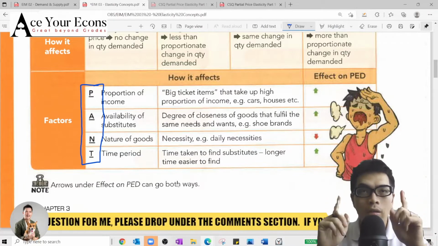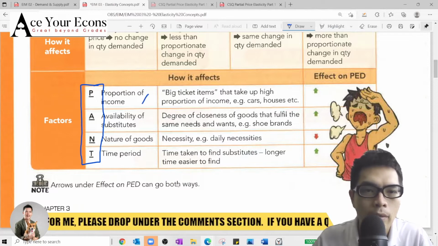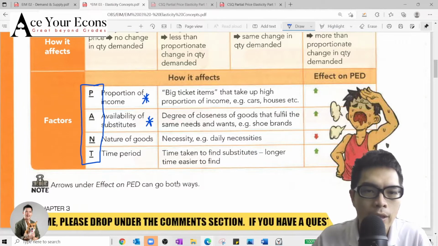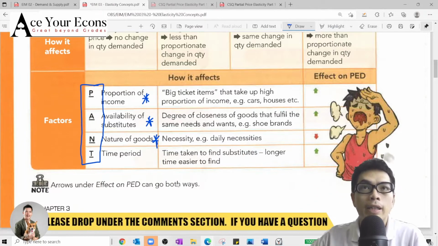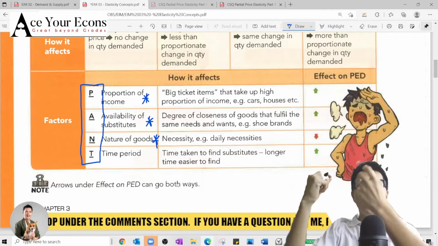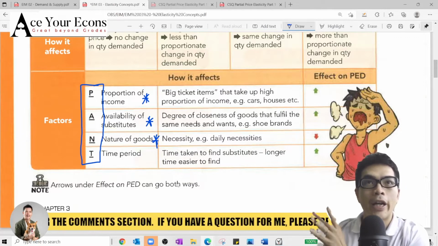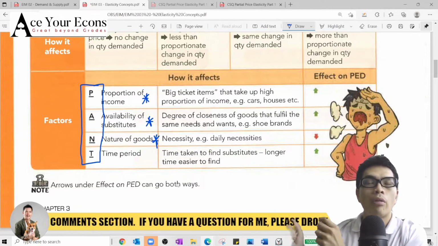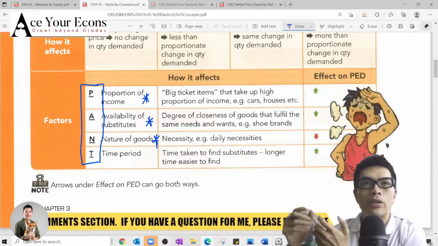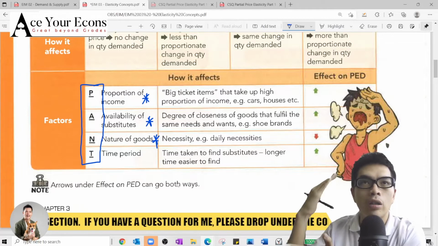So this one, I'm going to point out which are the three alphabets that are widely tested. PED, they are widely tested in case studies. So you have to be able to deduce how your PED value reflects, based on whatever circumstance that you are given, and how it affects the slope of your demand curve.